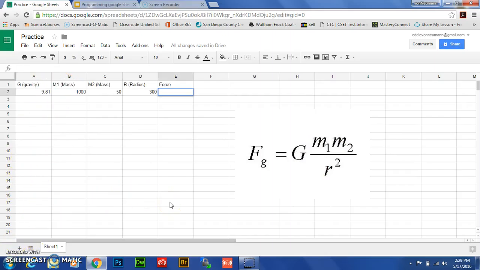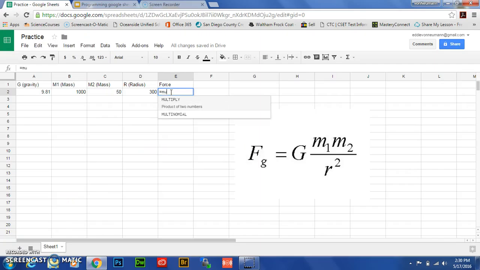So here's what I mean by the parentheses. If I want the mass 1 and mass 2 to be multiplied and divided by r squared before I multiply it by the g, these are going to be deepest in my parentheses. And the very deepest thing, the first thing I want to do is m1 times m2. So we'll go ahead and program that.